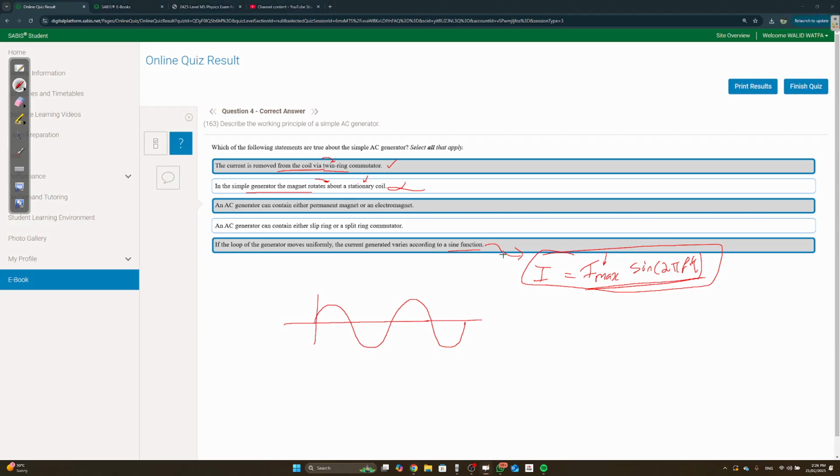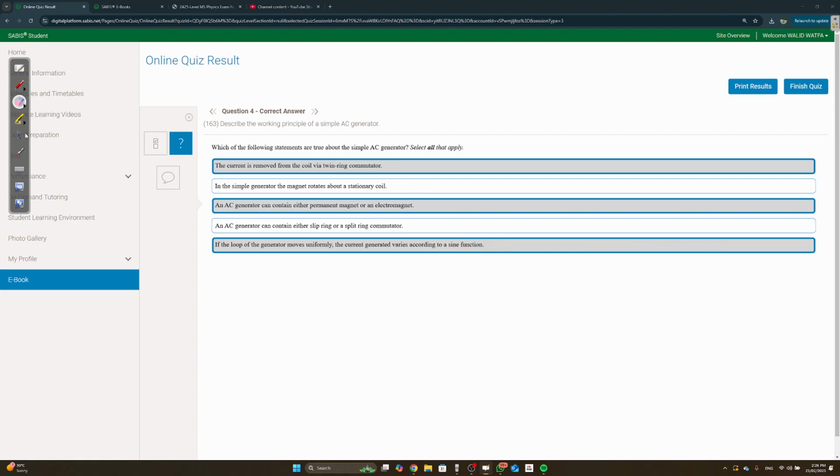You need to know that it's what? Sinusoidal. If they said cosine function, it's wrong. Okay, it just has to be sine. Okay. طيب. Question 5.